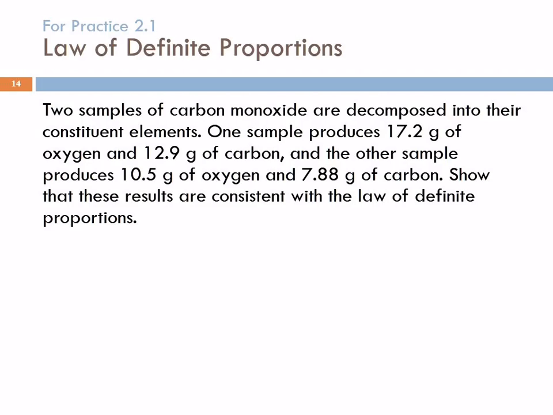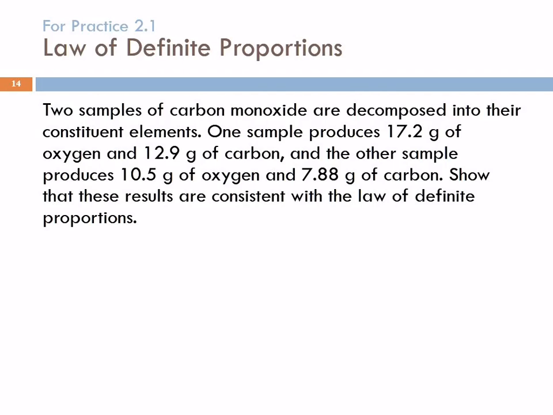Let's do a little example of this. So 2 samples of carbon monoxide are decomposed into their constituent elements. One sample produces 7.2 grams of oxygen and 12.9 grams of carbon. The other sample produces 10.5 grams of oxygen and 7.88 grams of carbon. Show that these results are consistent with the law of definite proportions.